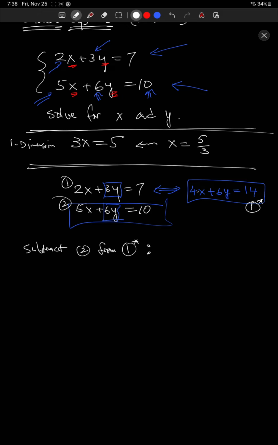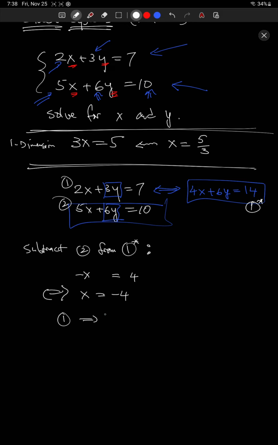What I'm going to get is 4x minus 5x, which is minus x. 6y minus 6y is 0, and that was the whole point of multiplying the first equation by 2. And then 14 minus 10 is 4. And so I immediately get x is equal to minus 4, right? And then once I have x, I can plug the x value into either equation 1 or equation 2 to get y. So let's plug it back into equation 1.